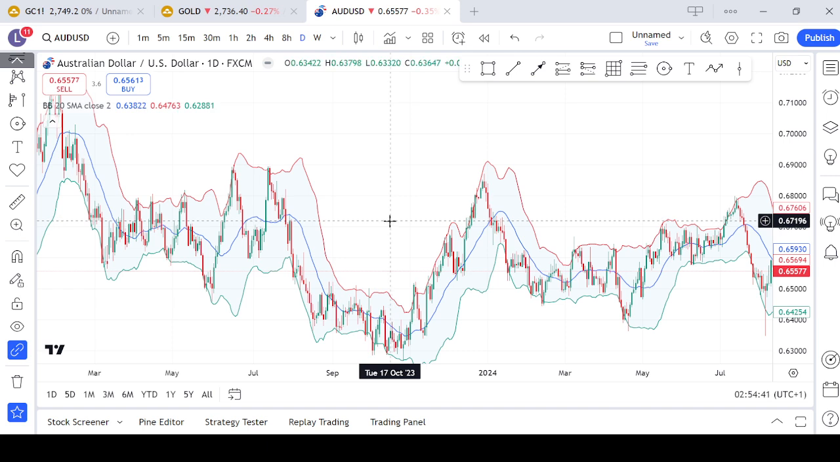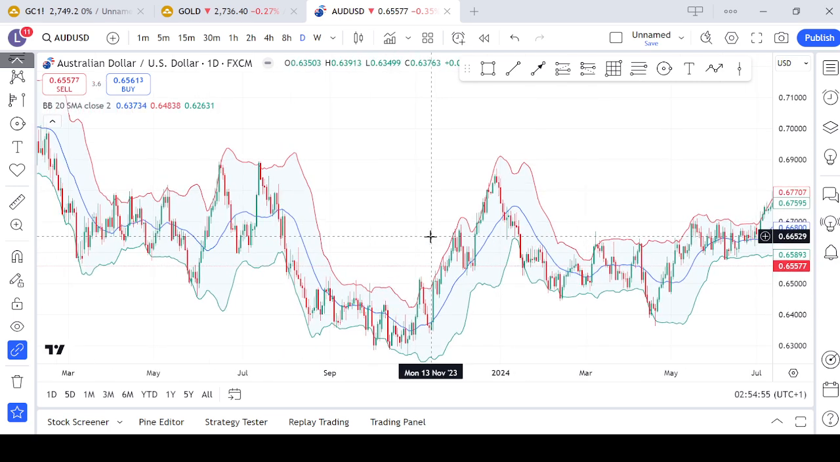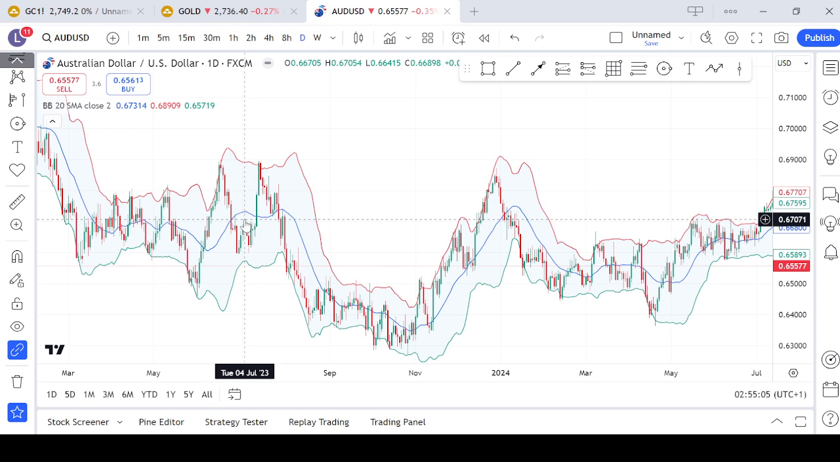So Bollinger Bands is a versatile tool that can help you gauge an asset's volatility and identify potential breakouts or trend reversals. This indicator consists of three lines. We have a simple moving average SMA and two standard deviation lines above and below the SMA. So the blue line is the SMA and these are the two standard deviation lines above and below.